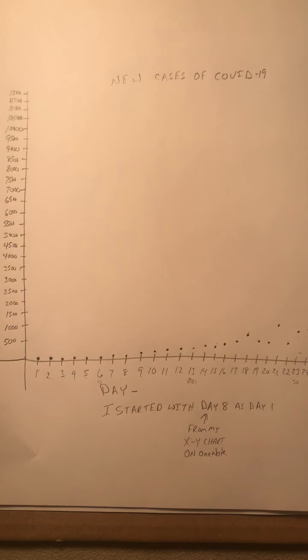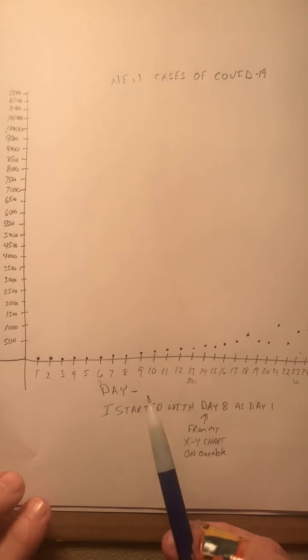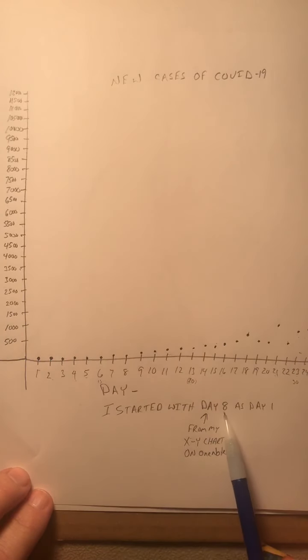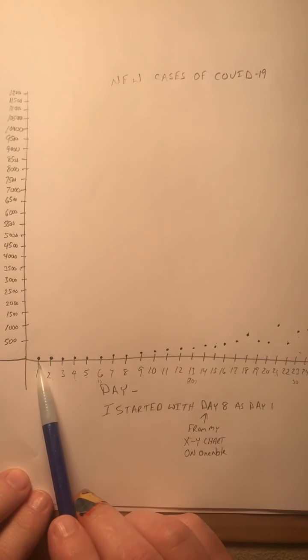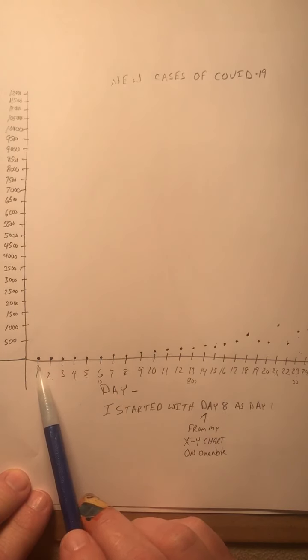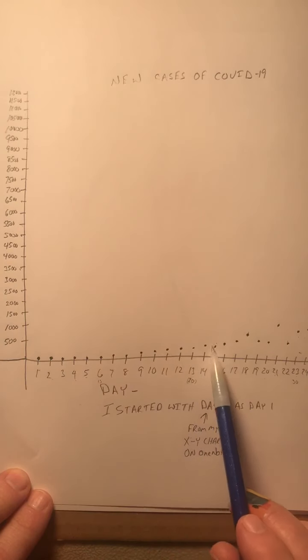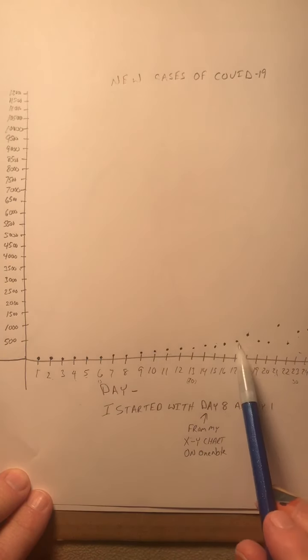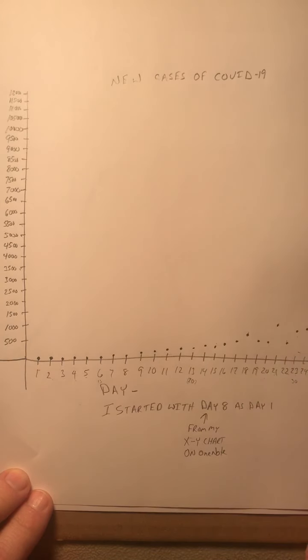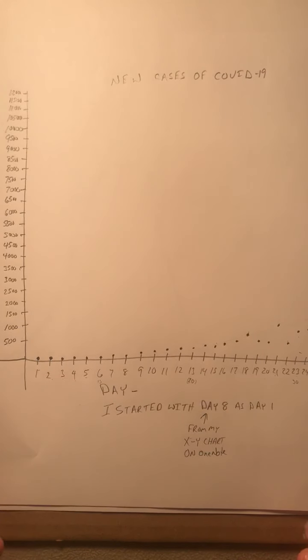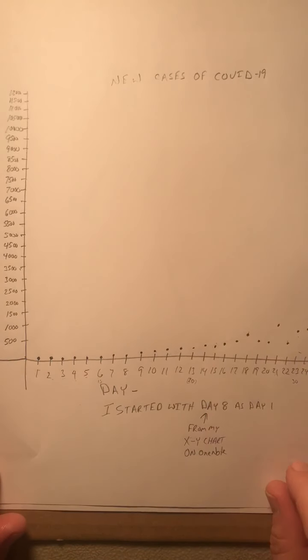What I did is I took my new cases and plotted them on a graph. I started with day 8 from my XY chart as day 1 here. So this is really day 8 on my XY chart for the new cases of corona. I plotted them along here, and you can see it's starting to turn up. That's what we don't want to see, but that's what we're looking at.